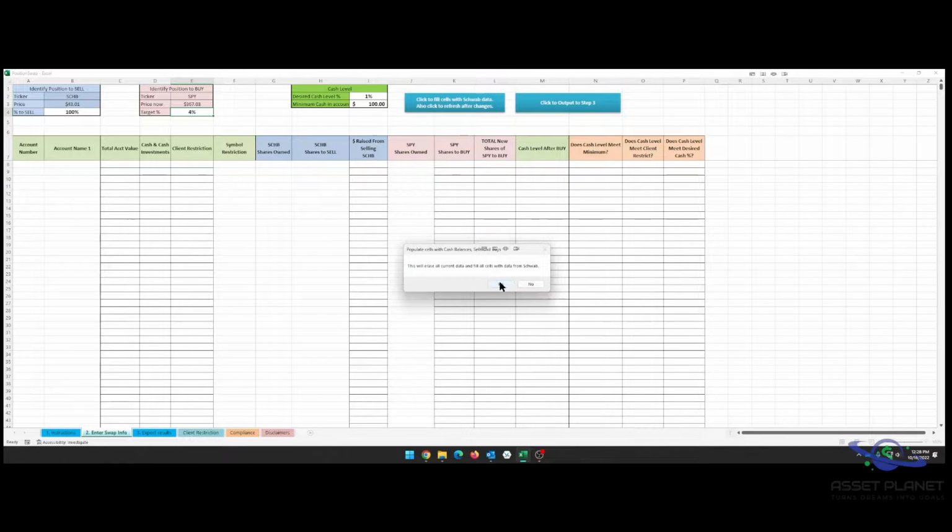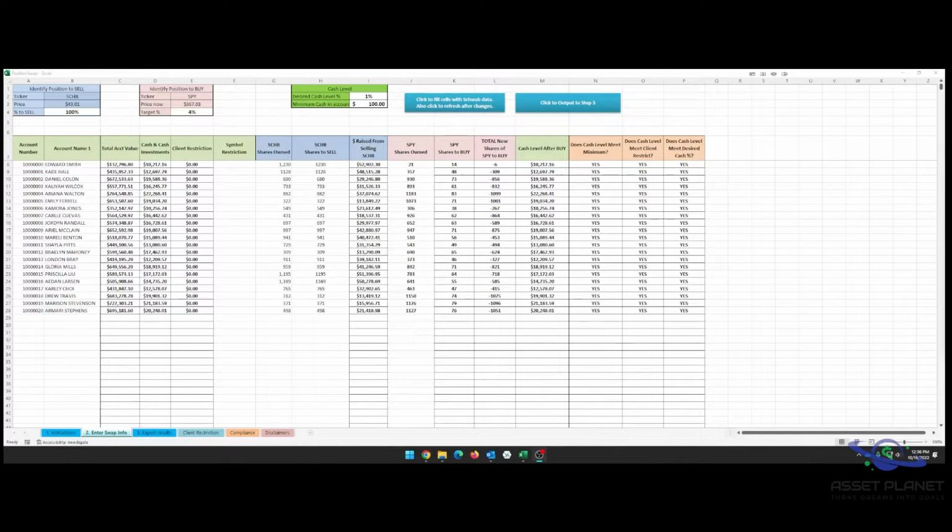Yes, we want it to process. Great. Let's examine the results of these parameters. Again, 100% sell, 4% buy, 1% cash levels, $100 minimum. What we're seeing is 3 columns to the far right shows everything's good. No problems, no restrictions, but this is where some of your identifiers might be. Cash levels after your buy. Looks good. We have a lot of money here. And it even tells us how much we're going to buy, dollar amounts from sells.